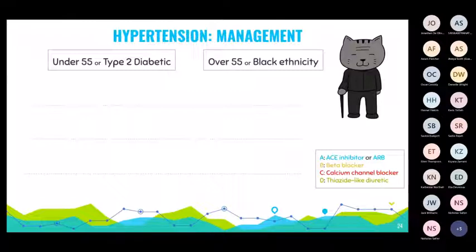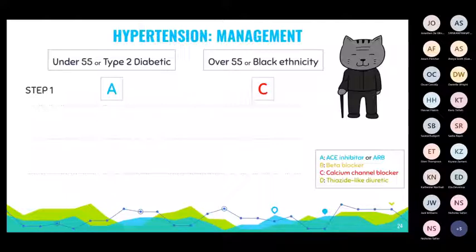That treatment is your step 1. So if you're young or diabetic, you get A, which is your ACE inhibitor, or your angiotensin receptor blocker, depending on factors, but most of the time it's going to be an ACE inhibitor, to be honest. And if you're older, so over 55, or of Black ethnicity, you get a calcium channel blocker.